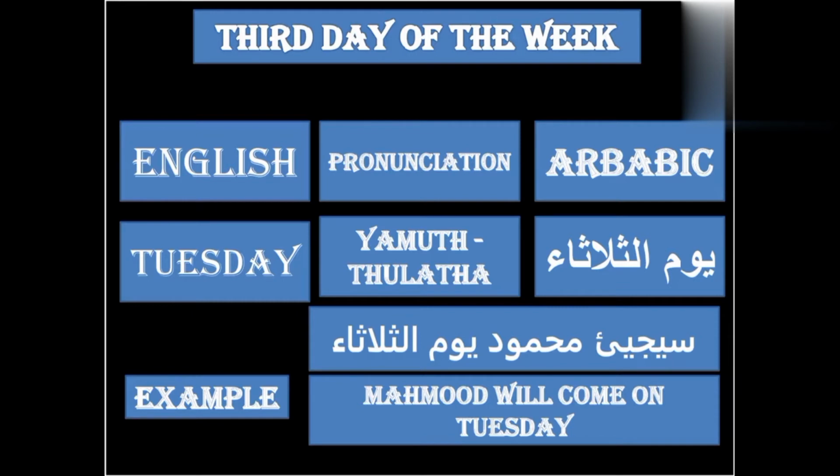Third day of the week. The third day of the week in Arabic is Yamuth-Thulutha, and it is derived from the word Thalatha, meaning 3. And Yamuth-Thulutha comes between Yamul-Ethnain and Yamul-Arba'a. See the example. سيجيء محمود يوم الثلاثاء. Mahmoud will come on Tuesday.